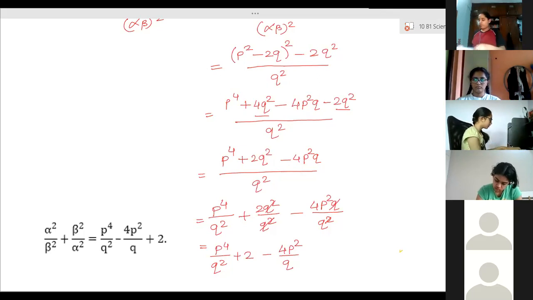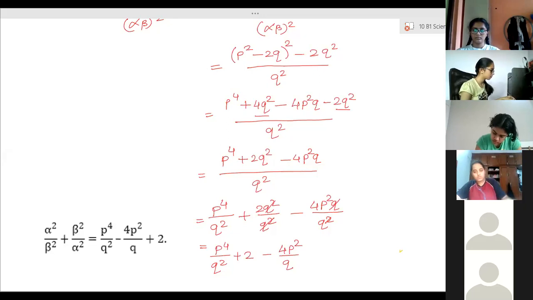Ma'am, is 43rd minus 12 or 12? Then question number 44, it is the difference. Whatever we get as the difference, that square, right? Yes. Alpha minus beta whole square.